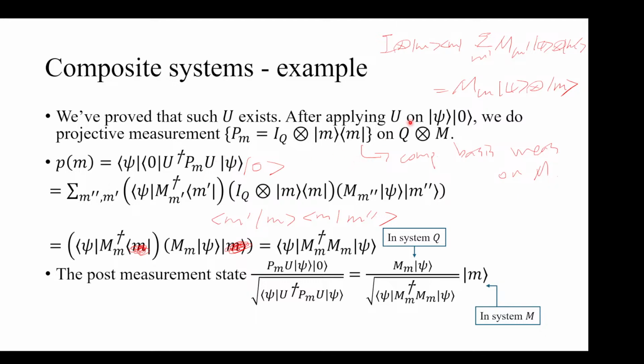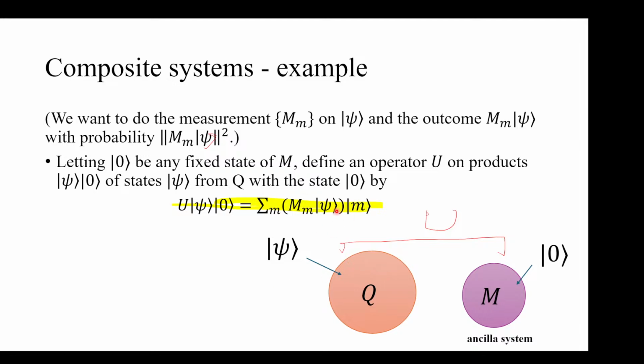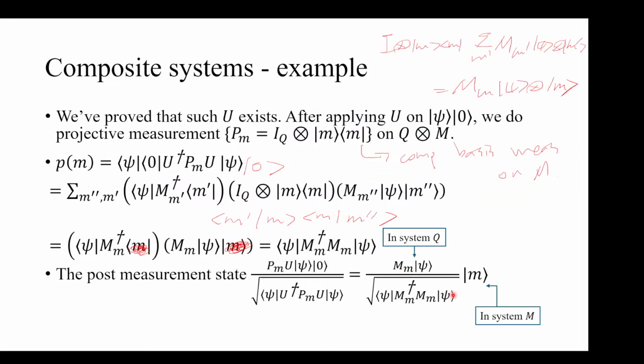After we apply U, we get a very entangled state. The different weird m psi tensor m terms in a superposition together form a weird entangled state, but after you do a measurement on M, it goes back to a product state. A product state is just a tensor product of one system with another system. And you see that in system Q, the state is exactly the post-measurement state you want from doing a generalized measurement.